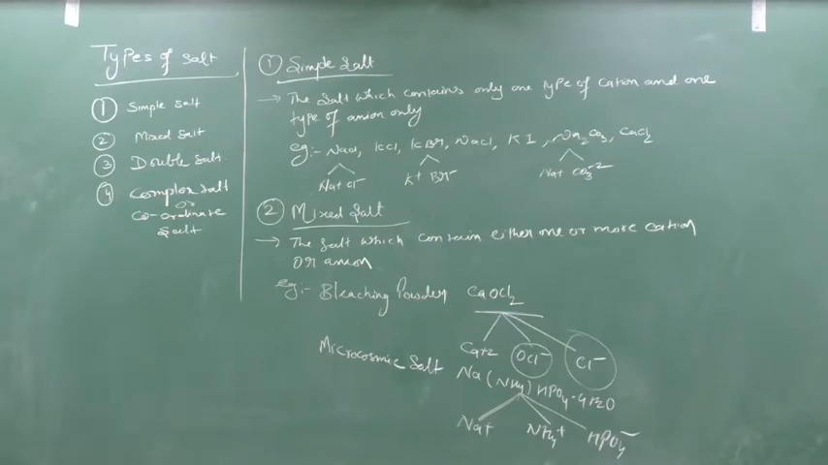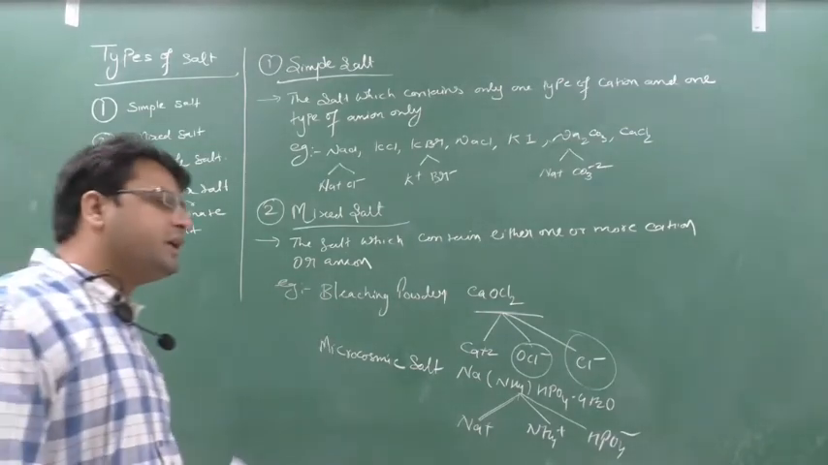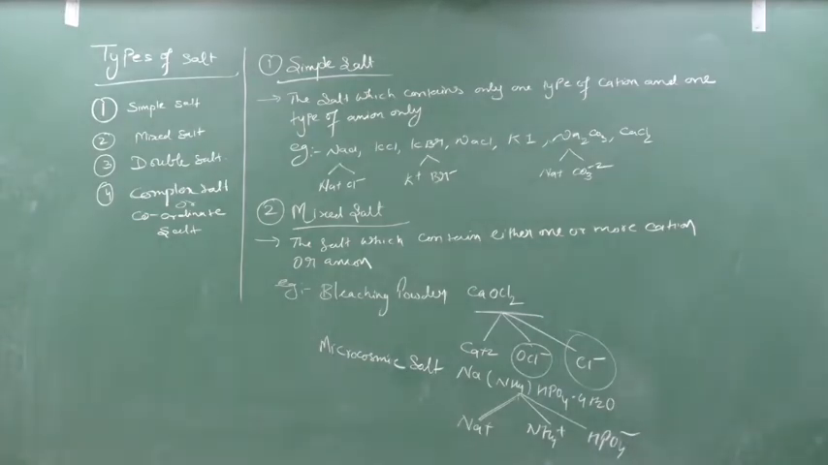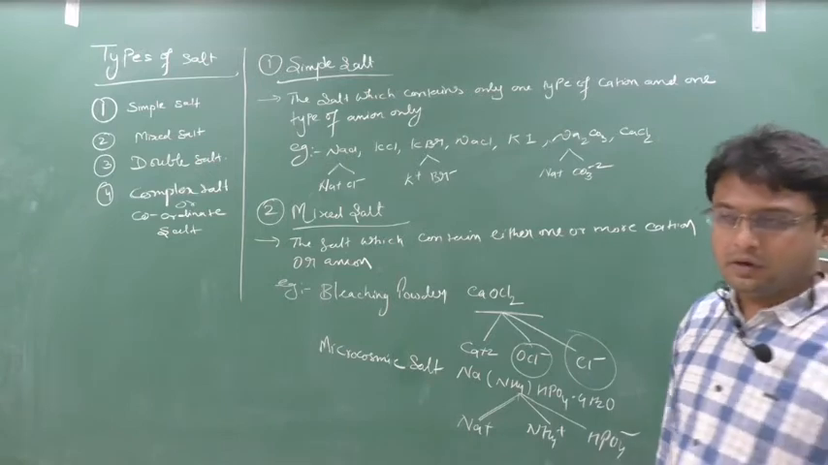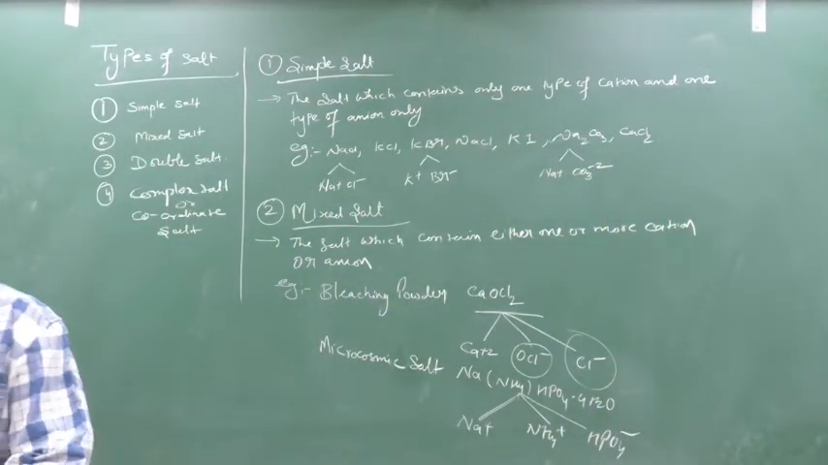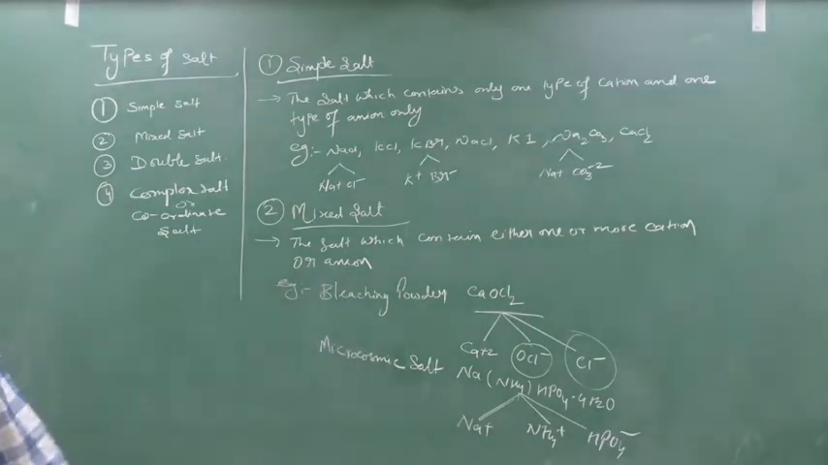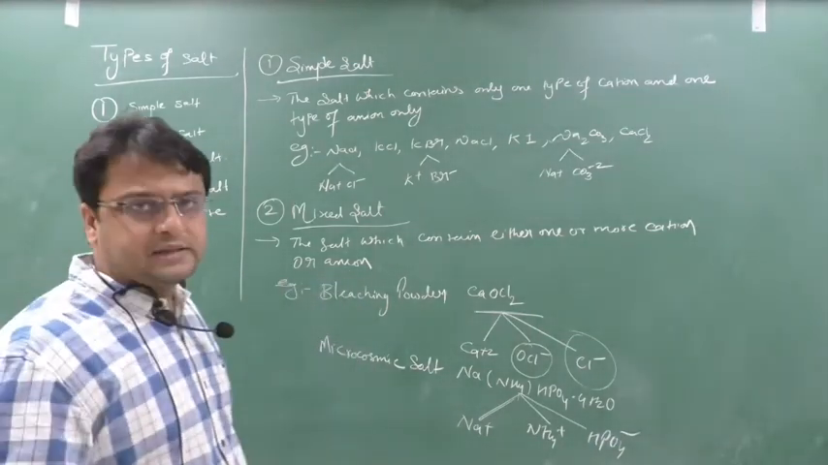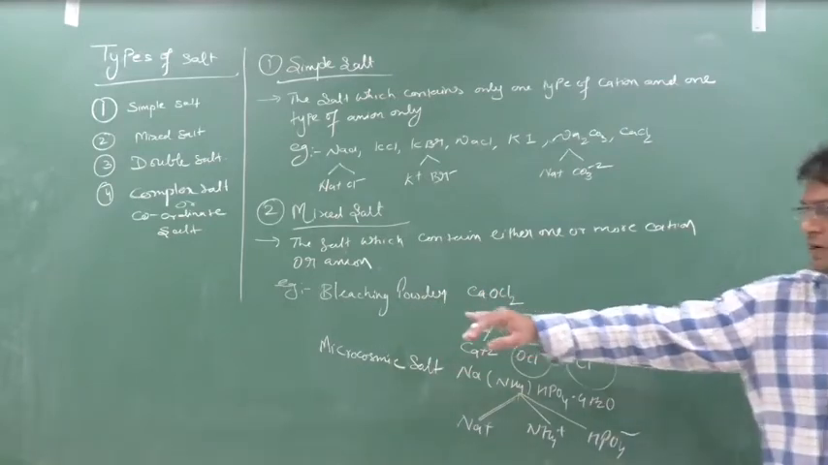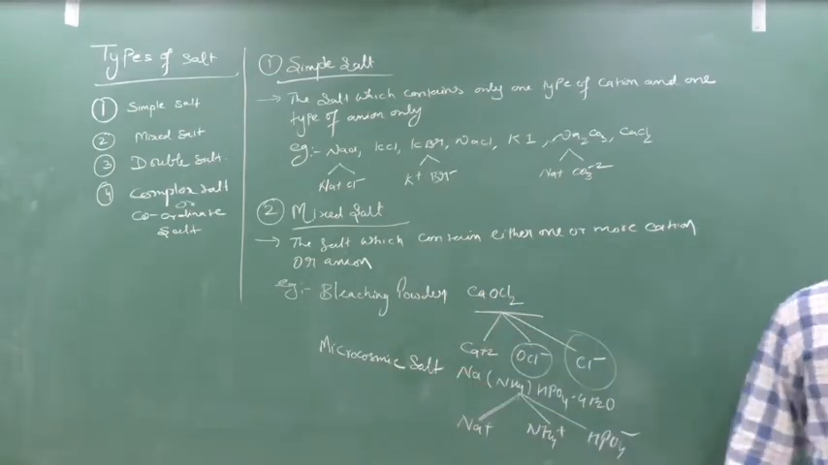There are a number of examples. Just for your information, here I have written two examples of a mixed salt. Mixed salts are ones which contain either one cation and one or more anions, or one or more cations and only one anion. So this kind of example we say is a mixed salt. The examples here are bleaching powder and microcosmic salt.